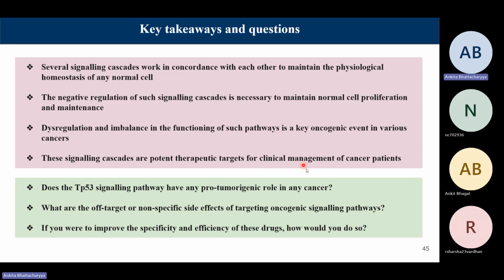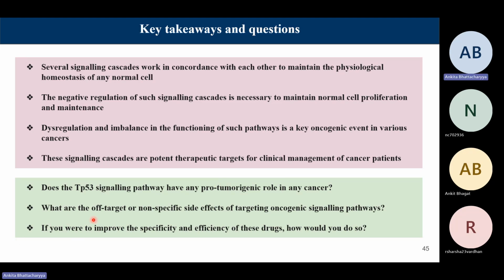I had asked people to go and check out the pro-tumorigenic role of TP53 signaling. I'll give another hint. Read about it in the context of liver and in the context of kidney, which means for hepatic and renal cancers. Then we'll have the discussion.